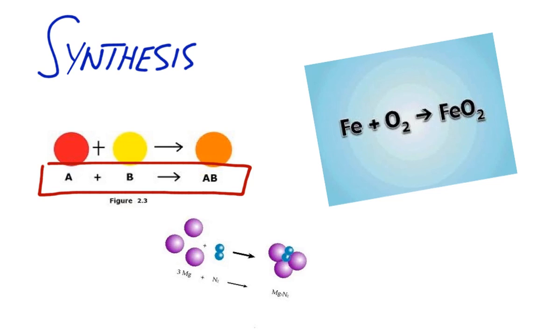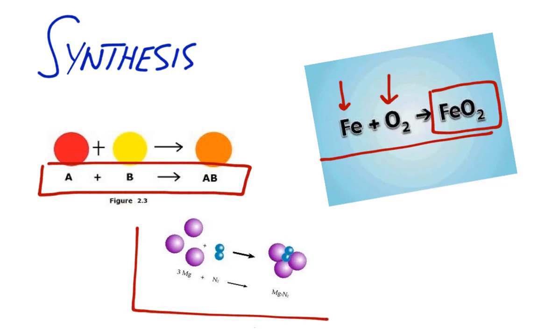An example is over here at the right. Iron plus oxygen comes together to form a single product, iron 2 oxide. Another thing that we have down here at the bottom is magnesium coming together with nitrogen to form magnesium nitride. A synthesis reaction can be characterized by multiple reactants in a single product.